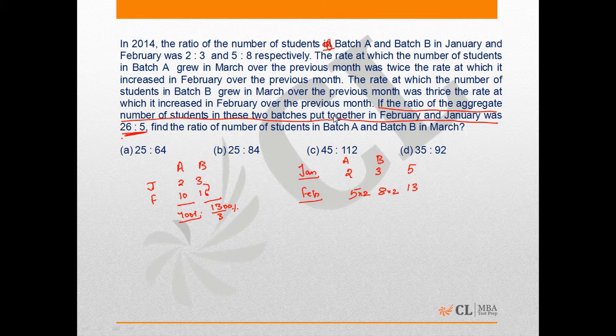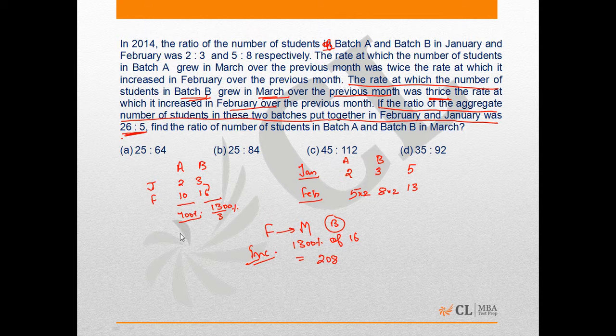The rate at which the number of students in batch B grew in March over the previous month was thrice the rate at which it grew in Feb. You know, January to February the growth is 1300 by 3%. So February to March for B, the growth should be 1300% of 16. This is an incremental growth. This comes out to be 208.